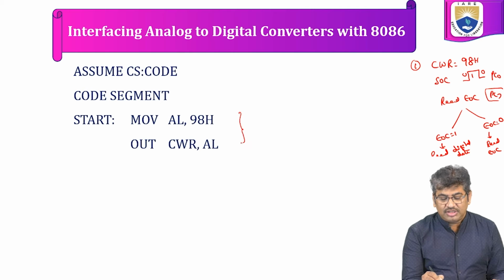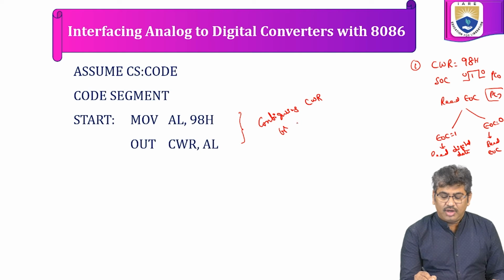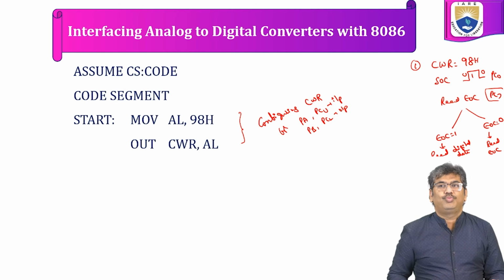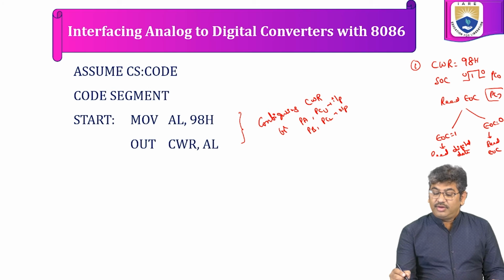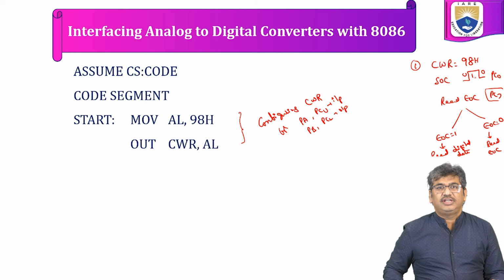These two instructions are for configuring the control word register for port A and port C upper in the input mode, and port B and port C lower in the output mode. First step is done. The next step is we have to generate a SOC signal.